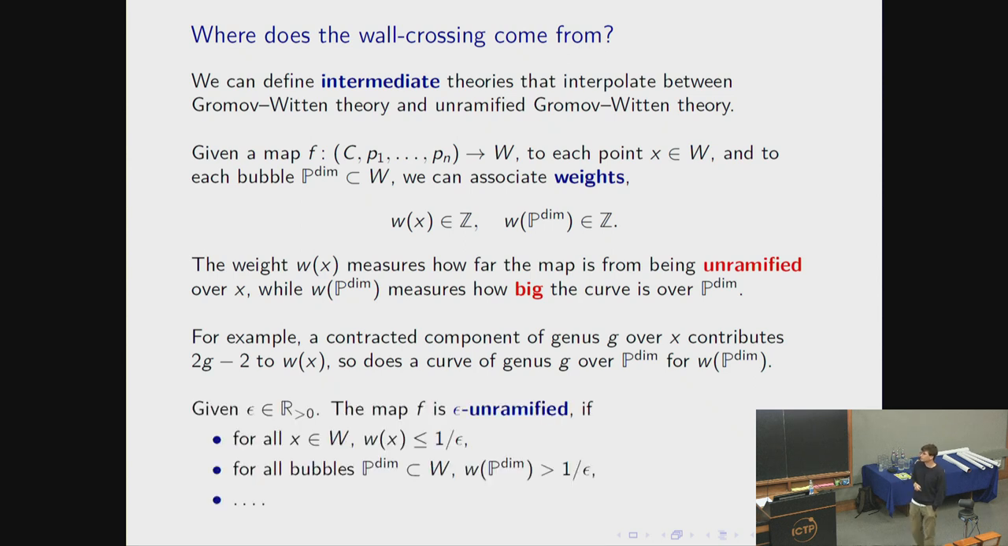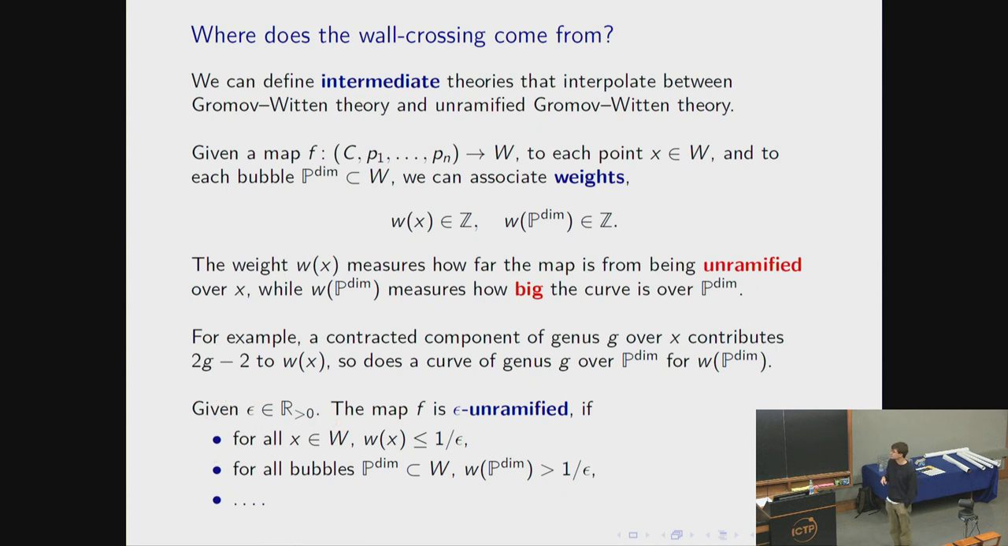Okay, and then we define the following thing. For every epsilon, a positive real value, we say that a map is epsilon ramified if for all points in X, the weight of a point is less or equal to 1 over epsilon. And for all bubbles of that Fulton MacPherson degeneration, the weight of the bubbles is greater than 1 over epsilon. So 1 over epsilon is purely a convention, so you can just put epsilon also. And so here's the definition of epsilon ramified map.